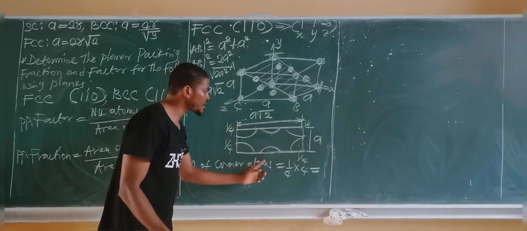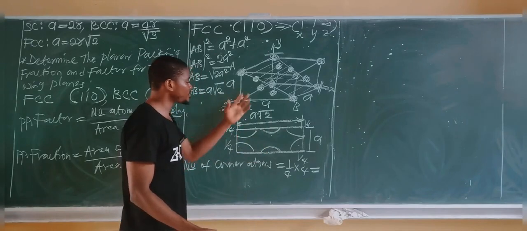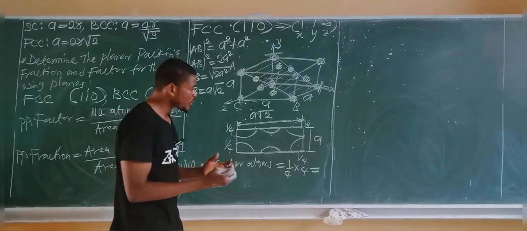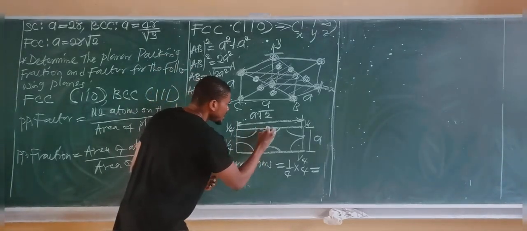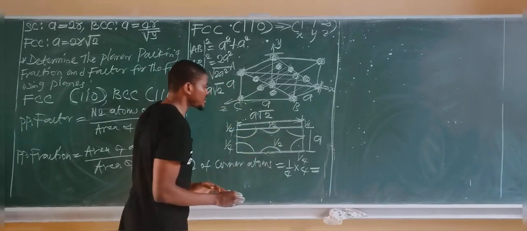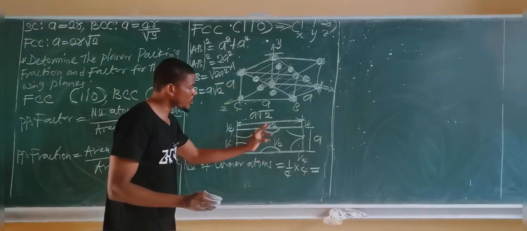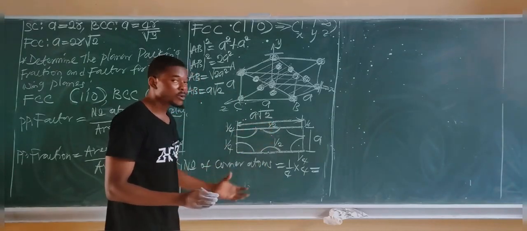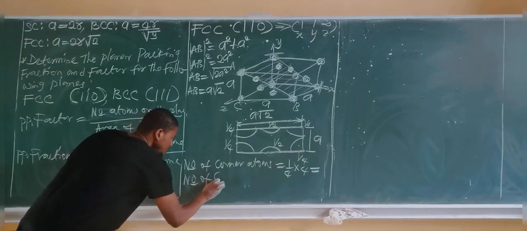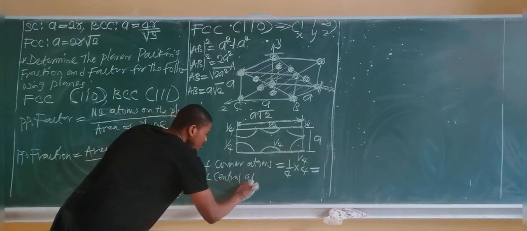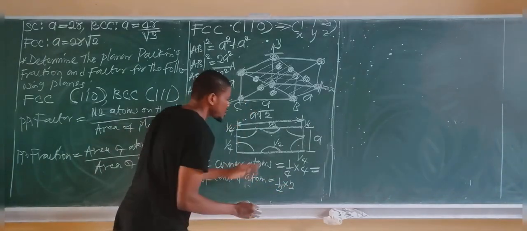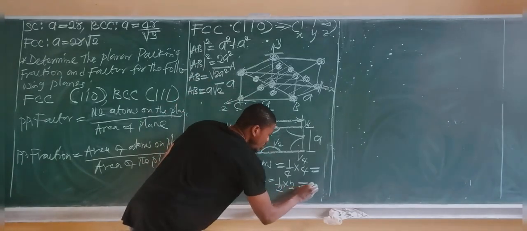Also, the face-centered atoms, the atoms at each face. These two atoms come together to provide a full atom. Since they are two in number, this one brings half of its size, and this one also brings half of its size. Therefore, the total atom at the center becomes 1/2 plus 1/2. Two of them combine to produce one full atom. Therefore, the number of central atoms equals 1 over 2 times 2, or 1/2 plus 1/2, which is equal to 1.